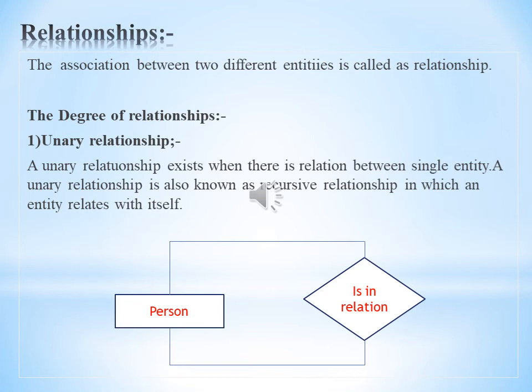Now, next is relationships. In real-world applications, what does one entity do with another? How do they connect to each other? What is the relation? Why relationships in the ER model? For example, an employee works in a department. A student enrolls for a course. Here, works in and enrolls are called relationships.